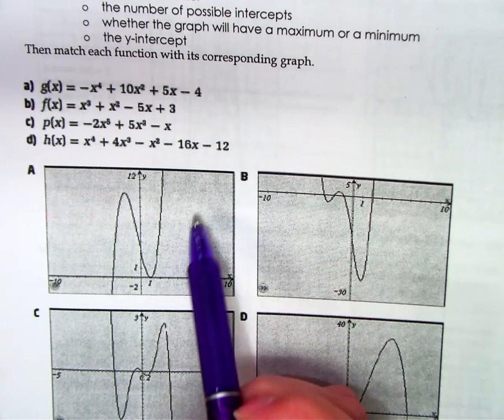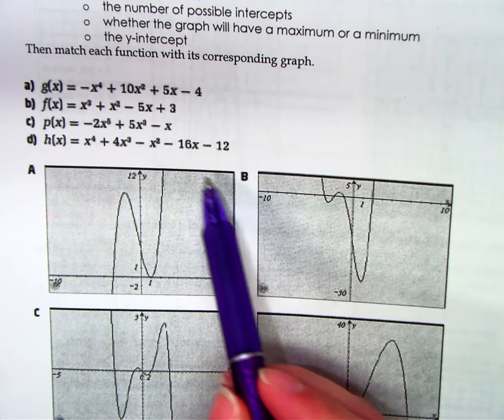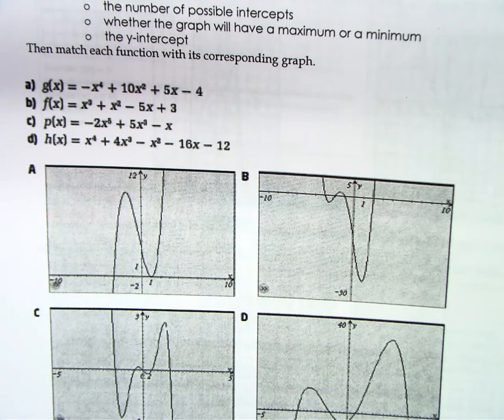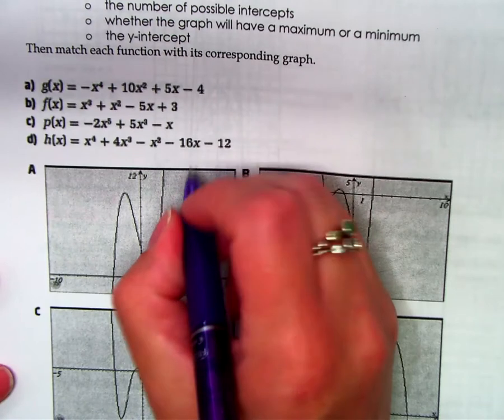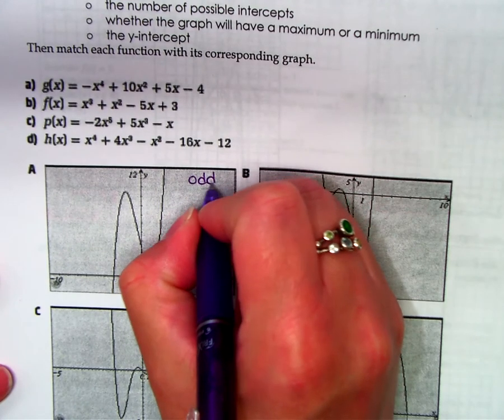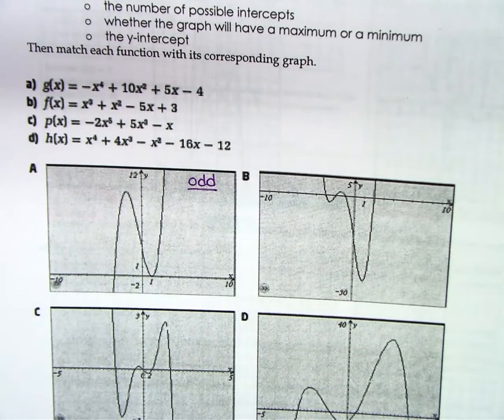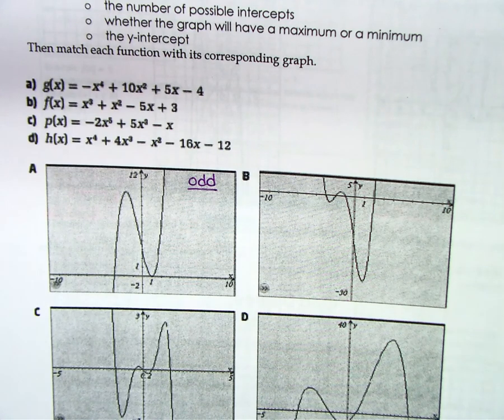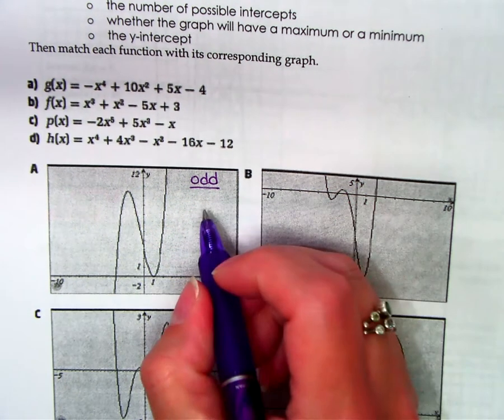Let's look at this. What do we know about this graph right here? Is it an even or odd function? It's odd. How do you know by looking at the graph? End behavior, right? A and D have to be graph C and D because they have 4 x-intercepts. Okay. So then you can just figure it out. It has to be odd and even.